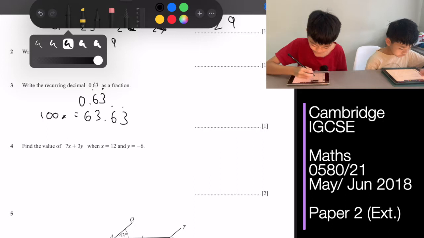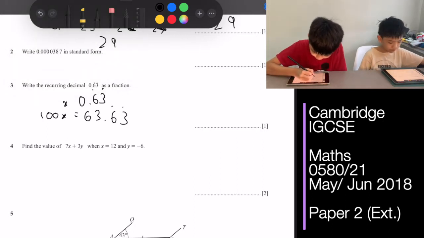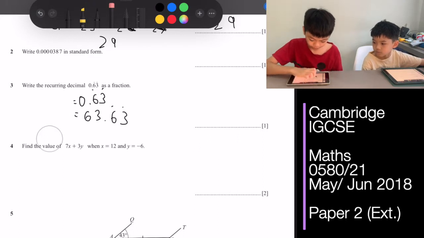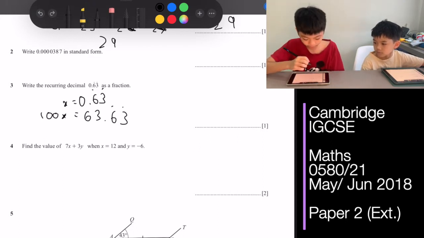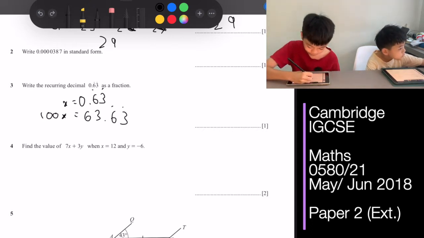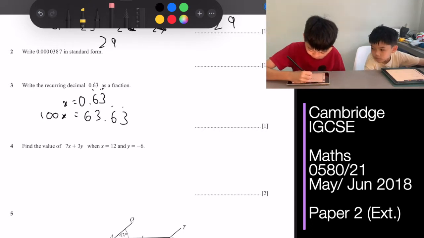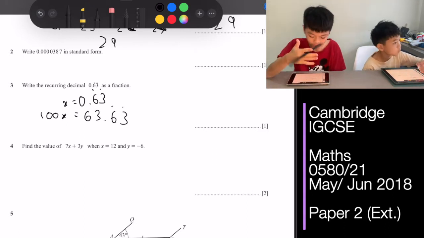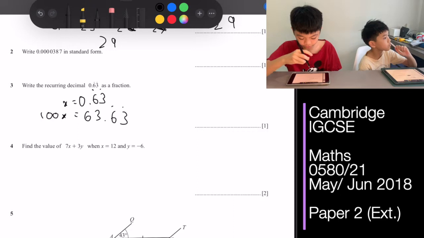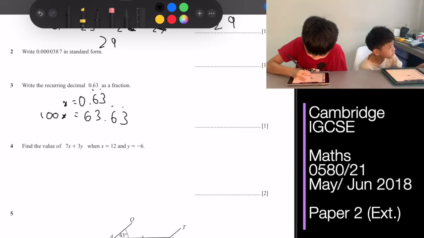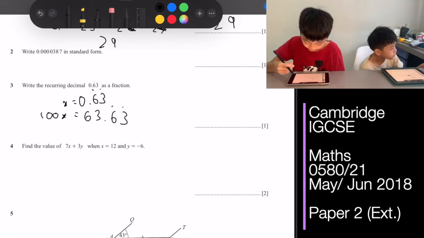Okay, so technically I've written down the steps to do this. Wait, hold on. So technically x, we'll just assume 0.63. These dots are repeating, sort of, in a way they are repeating. X is 0.63. So 100x is 63.63. We won't use 10x because this is 2 decimals, so 10x wouldn't really do anything.